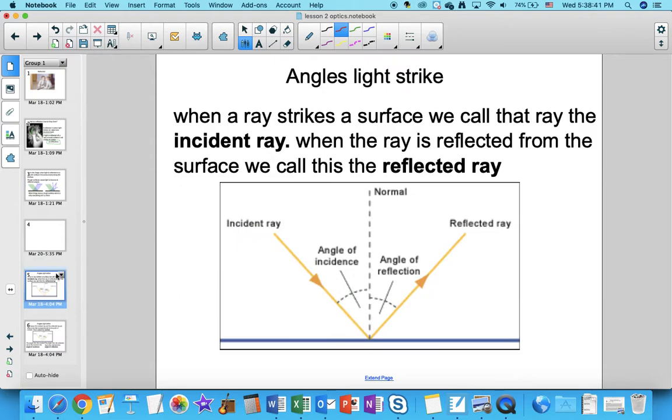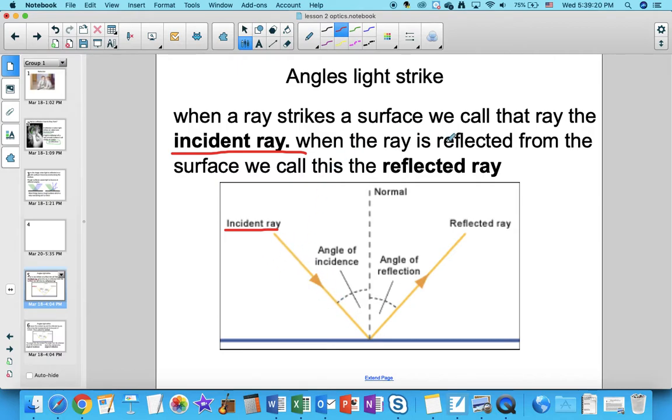So, angles that light strikes. When a ray strikes a surface, we call that ray the incident ray. In this ray diagram, you can see the ray here is hitting the mirror. This is our mirror, and this ray is coming from the source, be it the sun or a flashlight, and we call that the incident ray. The incident ray is the ray that is coming from the source of light.